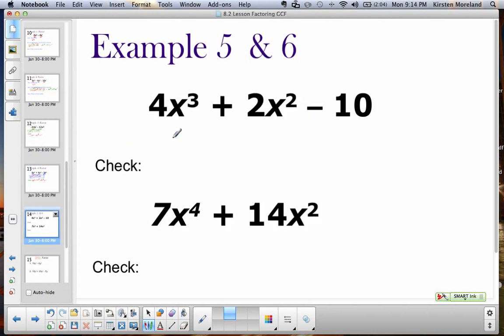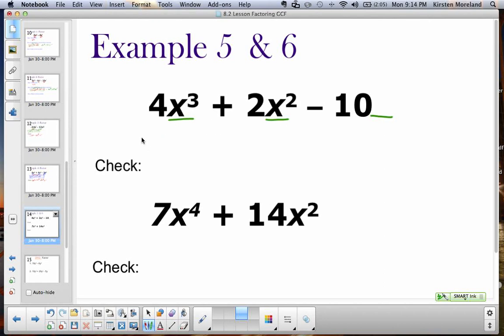Alright, last two examples I'm going to run through really quickly. I want you to pause the video and try these on your own. And don't forget to check your answer. So 4x to the third, 2x squared, and 10. Notice I have an x cubed and x squared and no x's, so that means I can't pull out any x's.